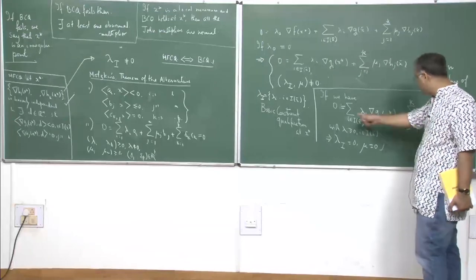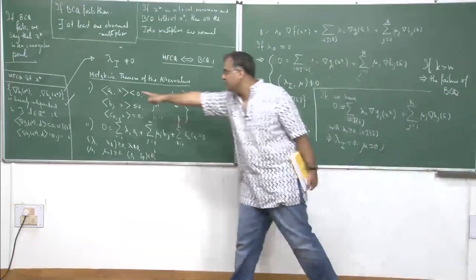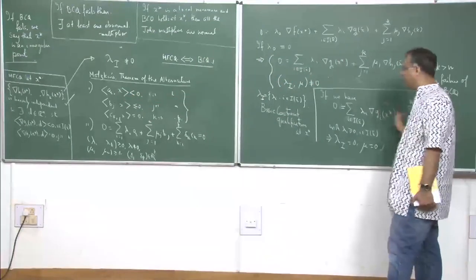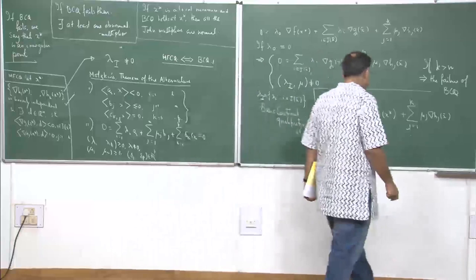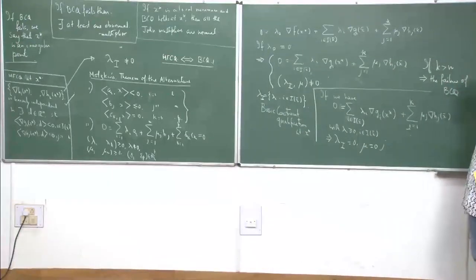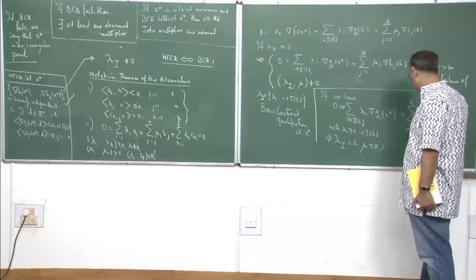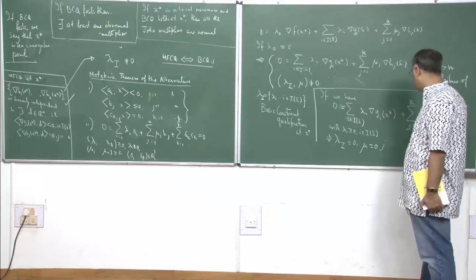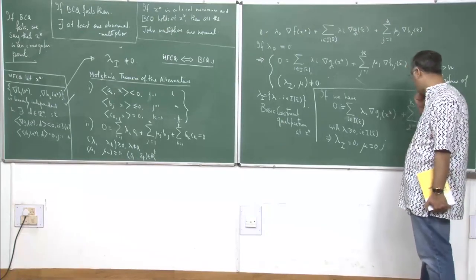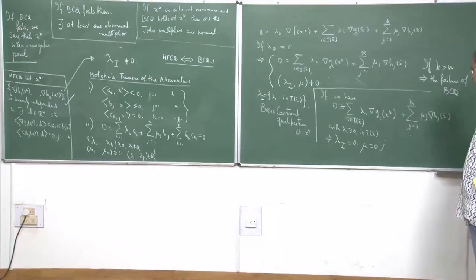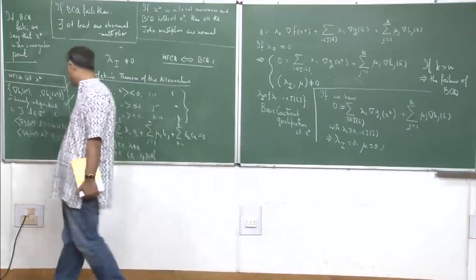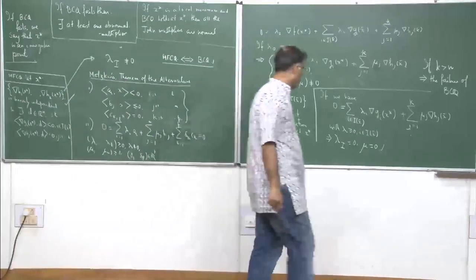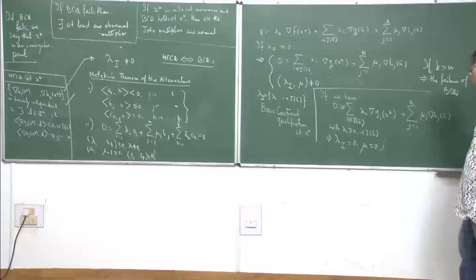And if BCQ holds, it is immediate that these grad h's would be linearly independent, because if they are not linearly independent, I told you what can happen, then I can show that the BCQ has failed. So BCQ holds, this is linearly independent, and if this is linearly independent, then we have applied Mochkin's alternative theorem on this part to conclude this thing. And of course, lambda I cannot be all equal to 0.